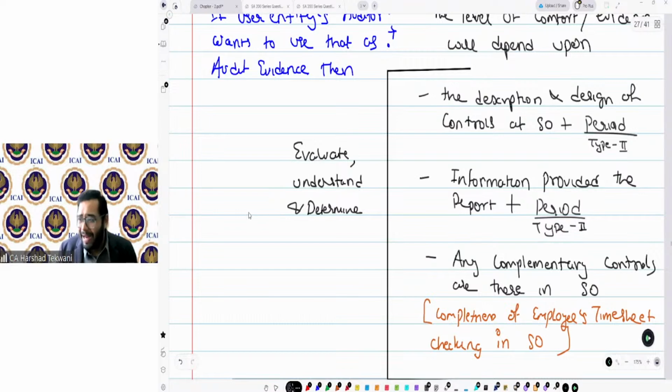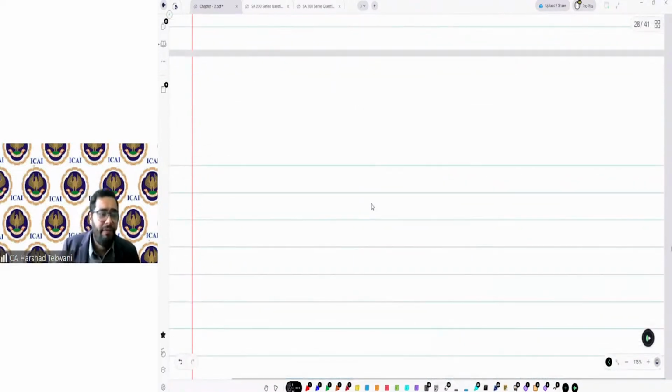And at the last, if the auditor is not able to obtain appropriate audit evidence, then he should modify the audit report, modify the opinion accordingly.